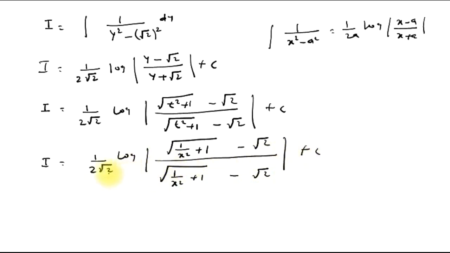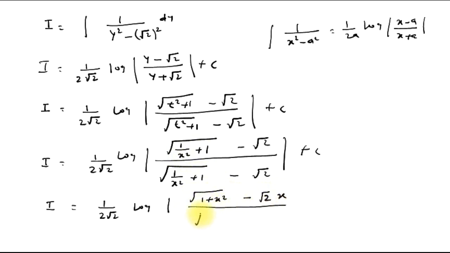So if we rearrange it, we get the final answer. After rearranging we get I is equal to 1 over 2 root 2 log modulus of under root 1 plus x square, see here LCM is x square, so 1 plus x square minus 2 root 2x divided by under root 1 plus x square minus root 2x, and the denominator part of this one x, that is x and x cancel out, so our answer is I is equal to 1 over 2 root 2 log mod of under root 1 plus x square minus root 2x over under root 1 plus x square minus root 2x plus some constant c.